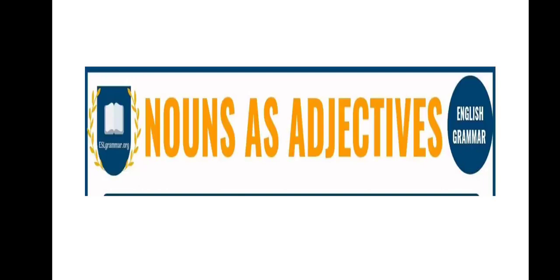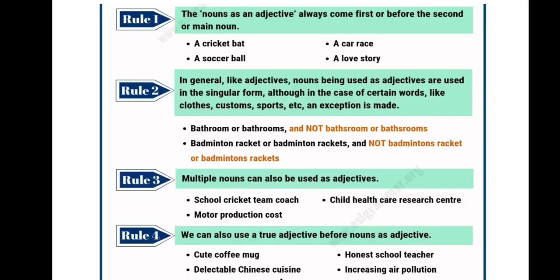Now let's come to nouns as adjectives, where they are nouns. They perform the function of a noun, but those nouns, in particular sentences when we use them, turn into adjectives. They can be used as adjectives. What are they? Rule number 1: the noun used as an adjective always comes first, before the second or main noun.